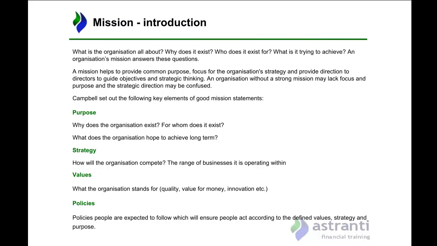Now, a lot of mission statements are used throughout strategy planning. When a new strategy or a new project or a new development is being analyzed and decided upon, they will often look at it in relation to the mission statement. Will this new strategy help us achieve our goal?